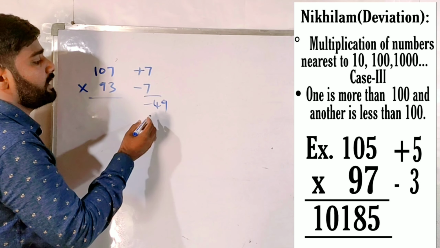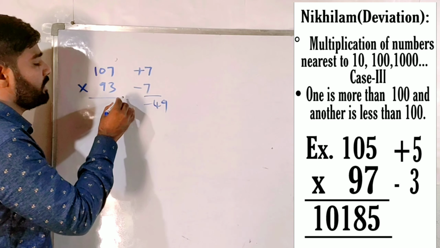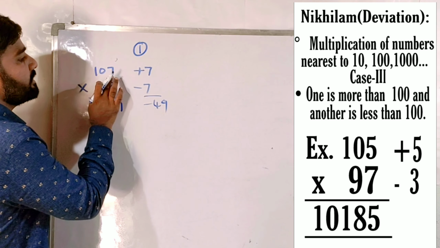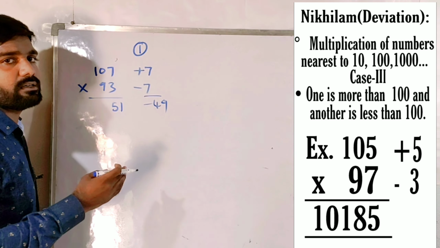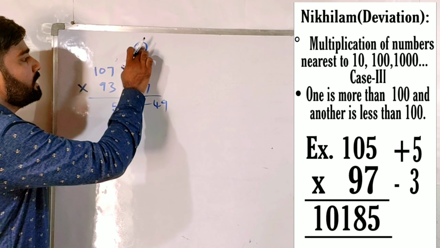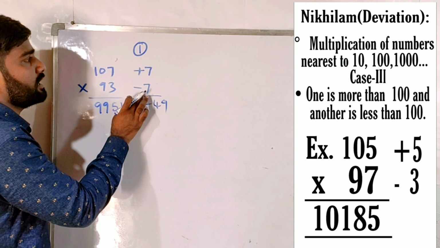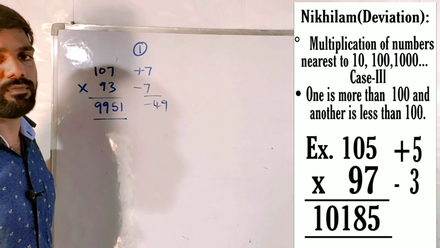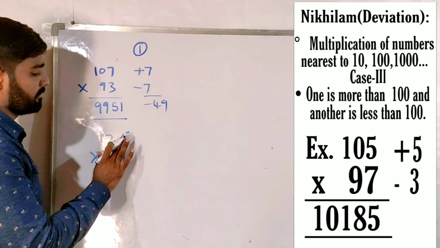So 100, take 100 as borrow. 100 minus 49 is equals to 51, and that borrowed 100 right here. Next 107 minus 7 is equals to 100, and also subtract that borrow 100, means 1. 107 minus 7 is equals to 100, again minus 1 is equals to 99. The answer is 9951. One more example, 125 into 91.